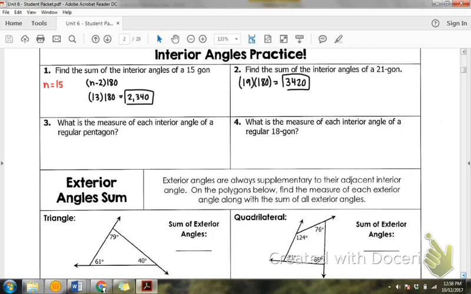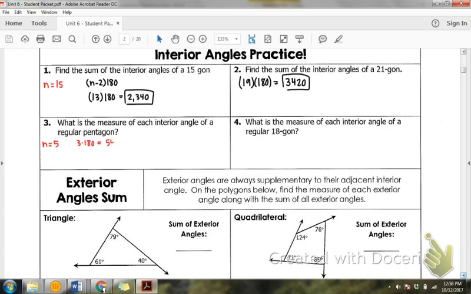Okay, number 3. What is the measure of each interior angle of a regular pentagon? Who remembers how many sides a pentagon has? Ooh, be careful. 5. 5. You're just seeing if I was paying attention. Okay, so we have to find how much total inside, right? So total inside means I have to take the number of triangles. How many triangles are there in a pentagon? 3. So I do the 3 times 180. What is that?